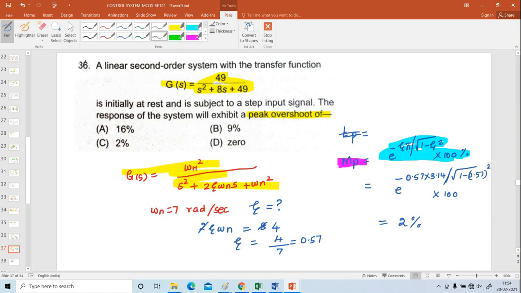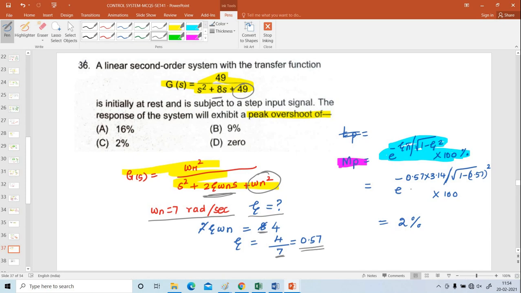So omega n square is equated to 49. Omega n is 7 radians per second. Then zeta: take the second term. 2 zeta omega n is equated to 8. Zeta equal to 4 divided by 7, that is 0.57.